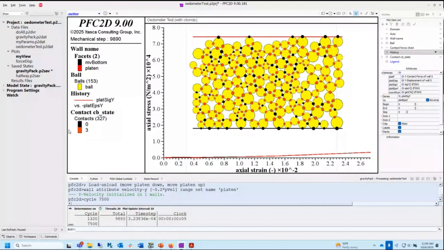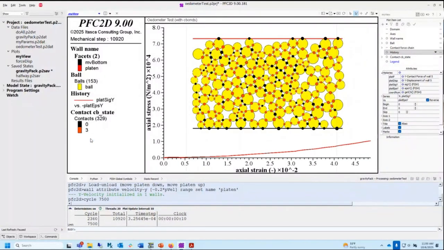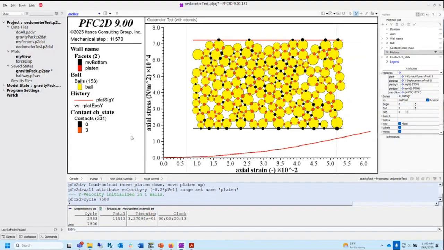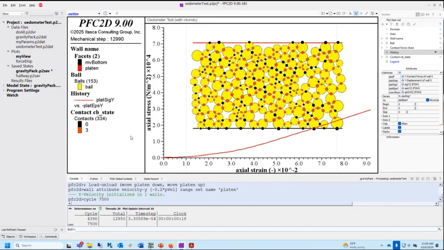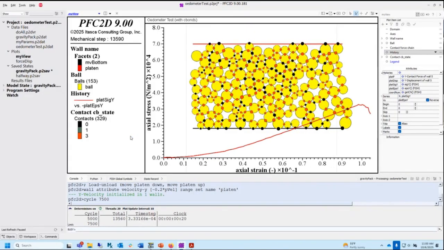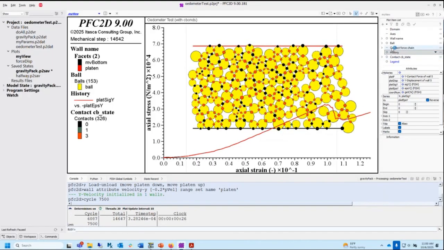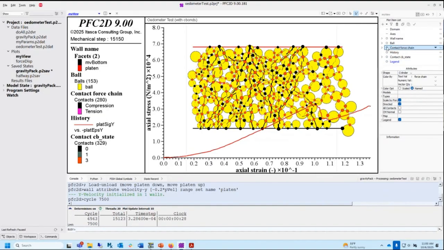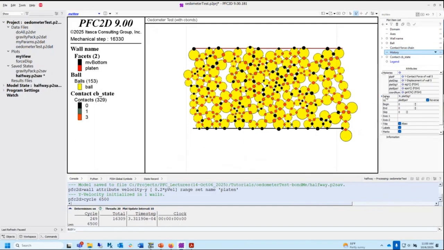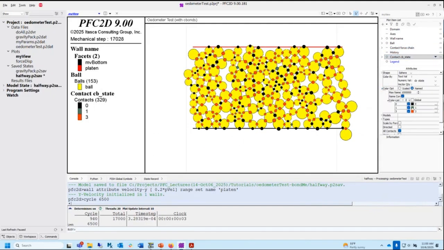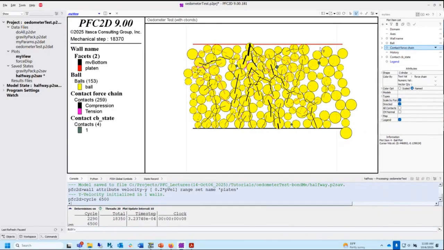We want to see some breaks. You know, we might not see very many because even with the weaker thing, somebody broke. Let's just look at the guys who broke. Bond state. Those guys broke. Changing all the force chains.